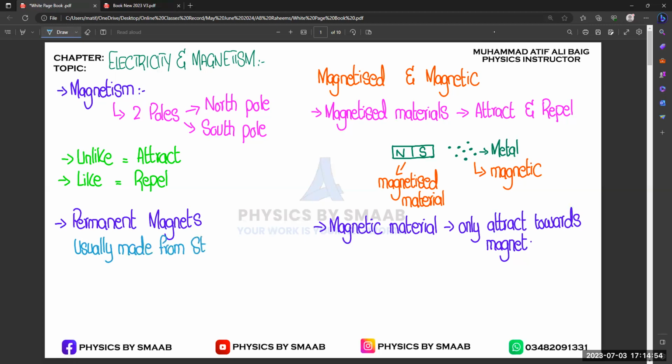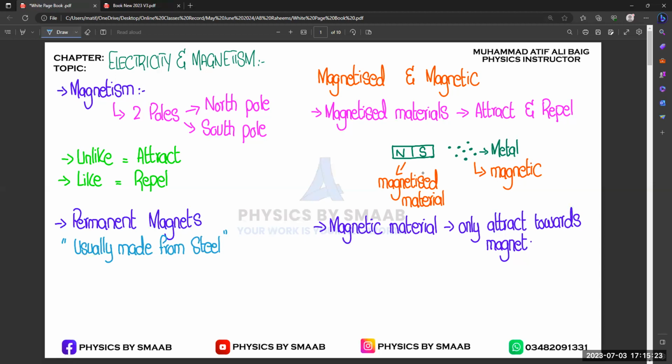Because we know that a magnet can also be found in mountainous areas or in different regions, but the magnets which are manufactured in a company or any industry are made from steel, because steel has a stronger magnetic property as compared to some other materials like iron. And because iron is a soft material, it can easily magnetize and easily demagnetize.